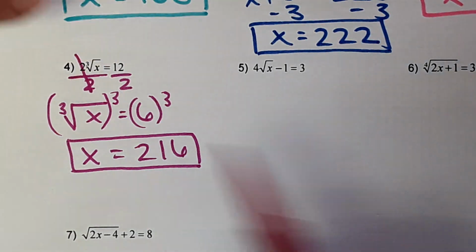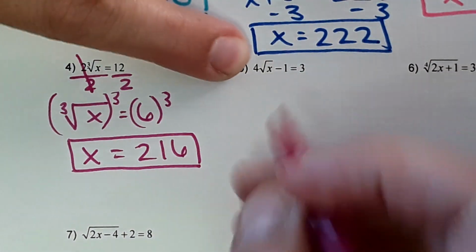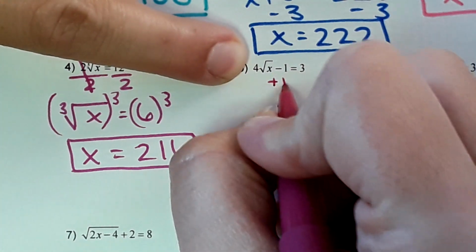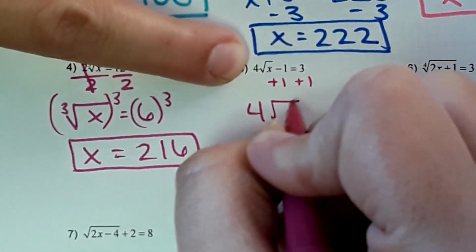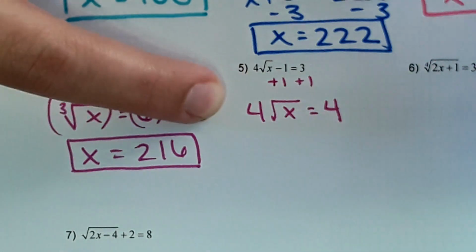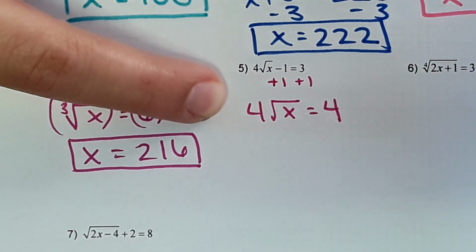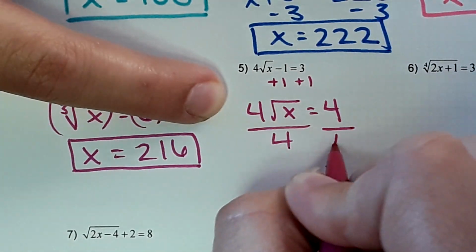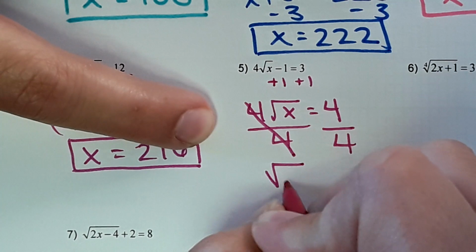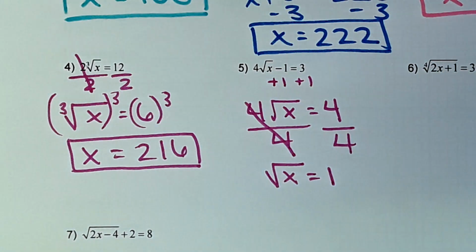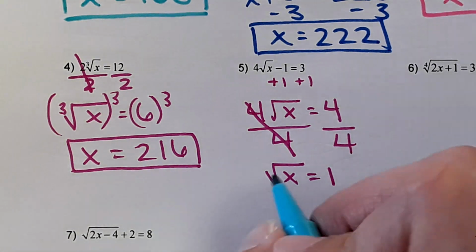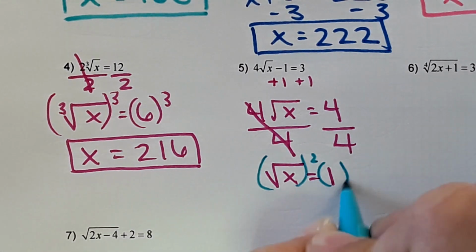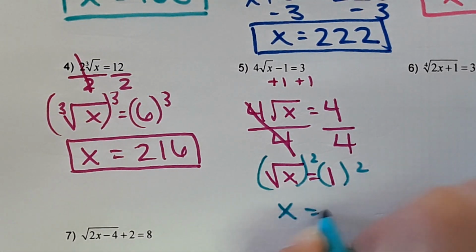Okay, so just like with the last one, we need to get the radical by itself before we get rid of it. So we're going to add 1 to both sides. Then from here, divide both sides by 4. Square root of x equals 1. And then square both sides to get rid of the radical. And we get x equals 1.